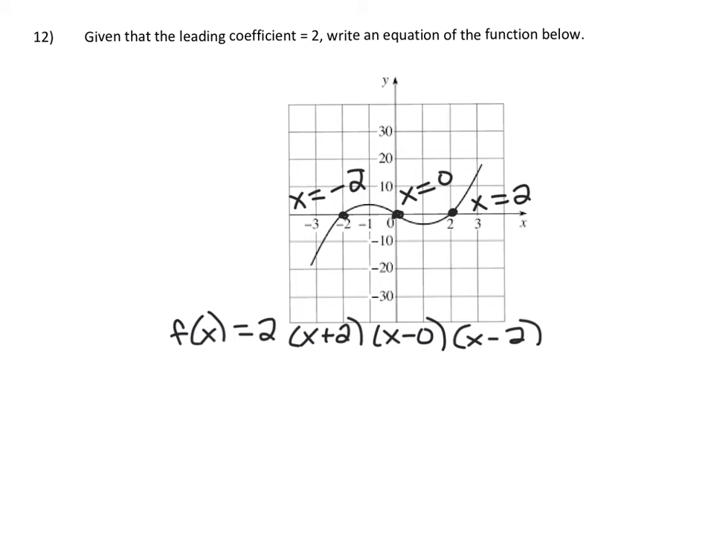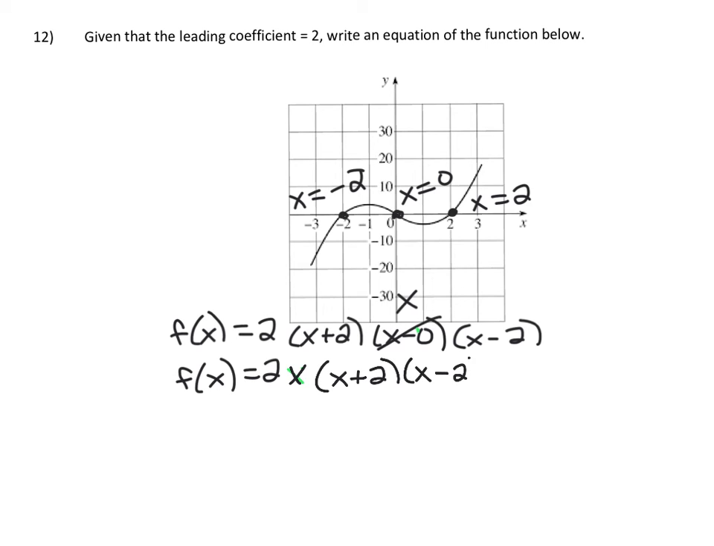Now I'm going to make this look a little prettier because let's think about it. See this x minus 0? Isn't anything minus 0 just itself? Like, isn't x minus 0 really just x? And when we reorganize this, wouldn't we put the 2 and then the x, like 2x in front of these other 2 factors? So I'm going to rewrite this as f of x equals 2, and then I'm taking this x and bringing it right next to the 2, and then I'm going to bring down my x plus 2 and my x minus 2.